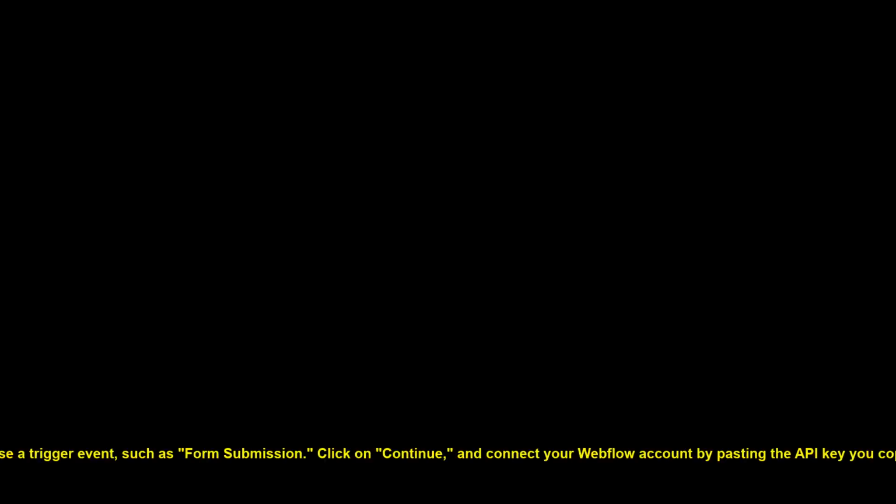Next, visit the Zapier website and log into your account. Once logged in, click on the Make a Zap button in the top right corner. For the trigger step, search for Webflow and select it. Then, choose a trigger event, such as form submission.